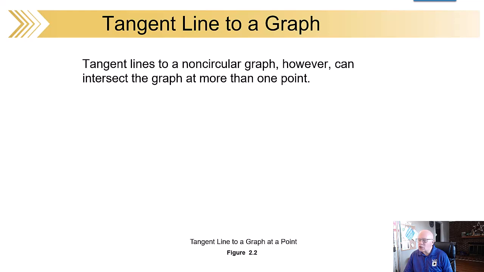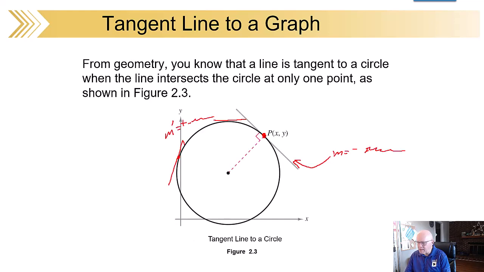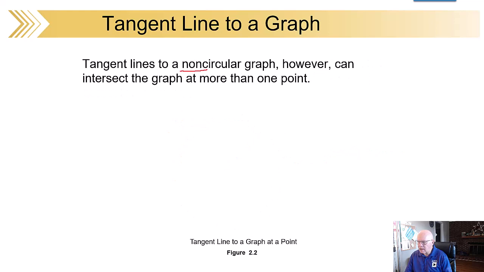Now, with a non-circular graph, it actually might hit the graph at more than one point. Back here, notice, no matter where you draw the tangent, it's only going to hit at one place. But for a non-circular graph, it could hit at more than one place.